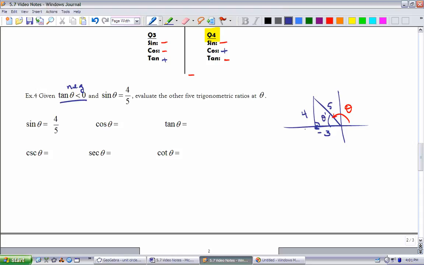So, once we have that, we can just evaluate each of these based on this reference triangle that we made. Cosine of theta is going to be the adjacent over the hypotenuse. Okay? So negative 3/5. Tangent is going to be 4/3. Opposite over adjacent. Cosecant is going to be just the reciprocal of sine. Secant is the reciprocal of cosine. And cotangent is the reciprocal of tangent. Pretty simple.